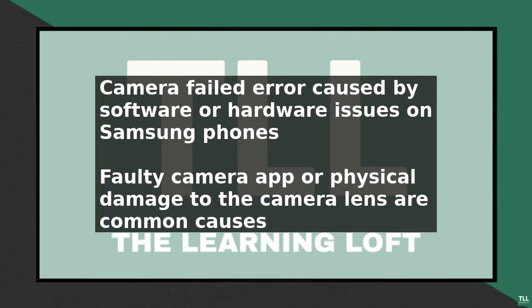To fix the camera failed error on a Samsung phone, it is essential to understand why it occurs and how to troubleshoot it easily. The camera failed error on Samsung phones is typically caused by software or hardware issues, such as a faulty camera app, corrupted system files, or physical damage to the camera lens.